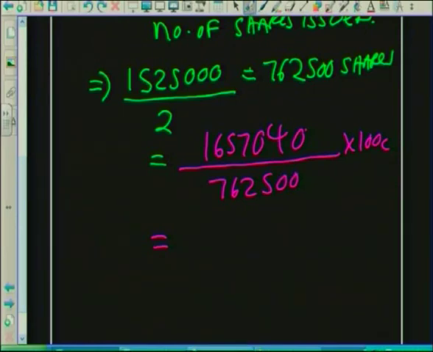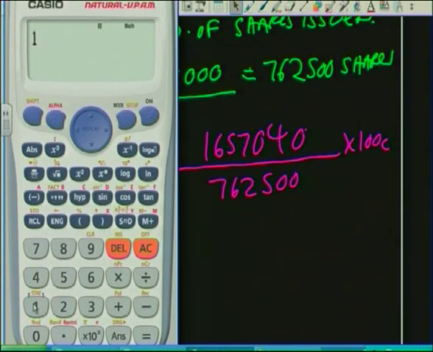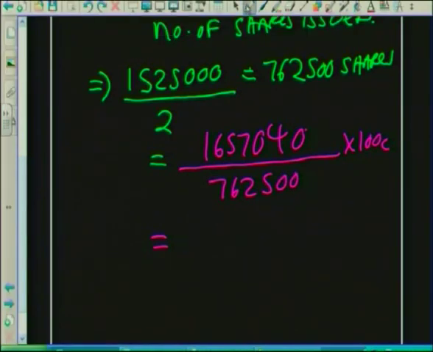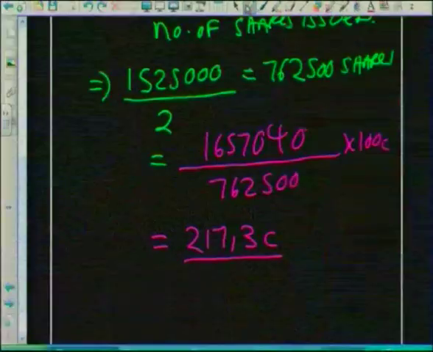So let's now do this calculation. There we go. So we're simply taking 1,657,040. We're going to divide by the number of shares, 762,500, to get the net asset value per share, which if your answer was in rands, it would be 2 rand and 17 cents. But we want our answer in cents, so we're going to times this by 100 to get 217.3 cents. So let's fill that in. Okay, 217.3 cents. Okay, simple, easy marks, guys. Right, let's look at the next calculation. Is there another calculation? Yes, there is.